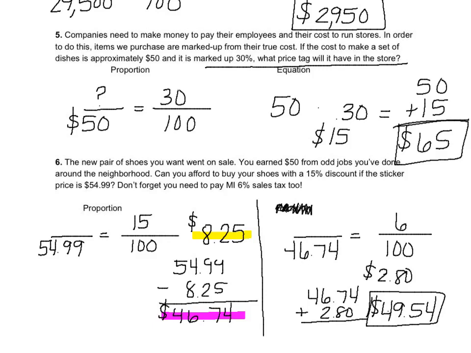So then my second step is to find tax. I went to my new total, which is $46.74, and found tax. When I had calculated tax, I found tax to be $2.80. I added that to my sale price of $46.74 and came away with my final total that I'm going to owe of $49.54. So if I earned $50, then yes, I have just enough money to pay for the new shoes that I want.